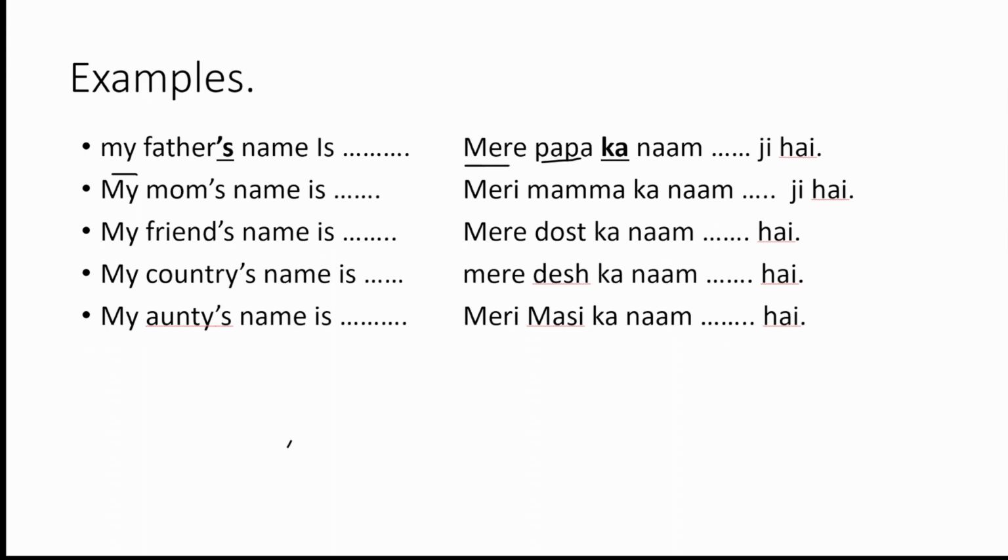Okay, it's a very interesting thing. For apostrophe s and for of, we have the same meaning, and we have ka, ki, and then ke. Again, ka for male, ki for female, and ke for plural or for respect. So if you want to say my father's name is, so my father, mere papa, for apostrophe s ka, name is naam, and then ji.